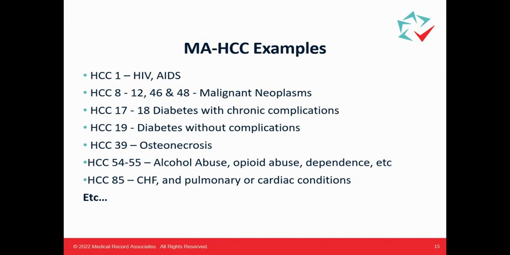Alcohol abuse, some drug abuse, and dependence go to HCC 54, 55. CHF goes to HCC 85, and some other pulmonary and cardiac related conditions will also map to 85. Again, this list is not comprehensive, okay? This just gives you a snapshot.